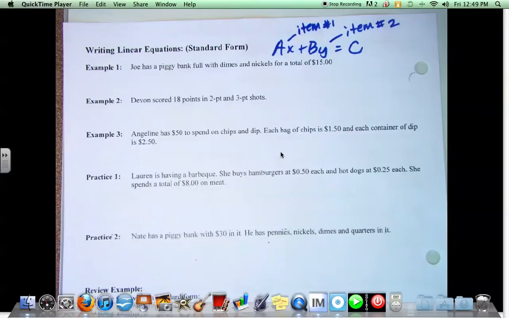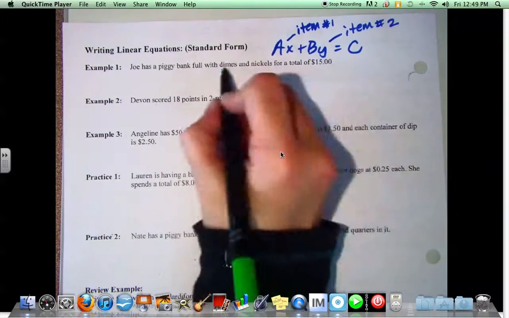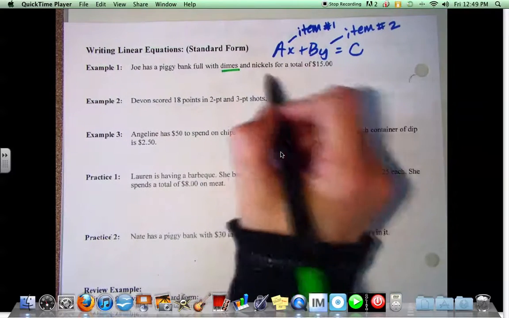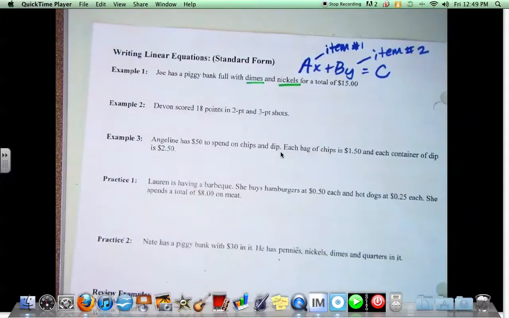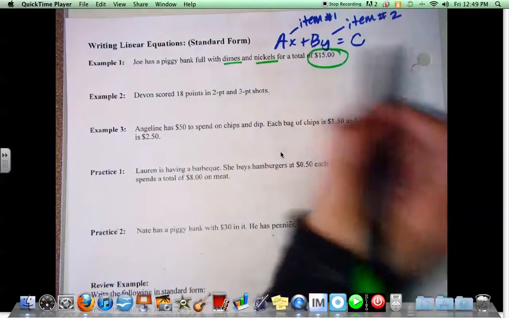They might have the same values, but they're different objects. So A would represent the value of item number 1, and B would represent the value of item number 2. Joe has a piggy bank full of dimes and nickels for a total of $15. What's item number 1? Dimes. Item number 2 is nickels. And our total is $15.